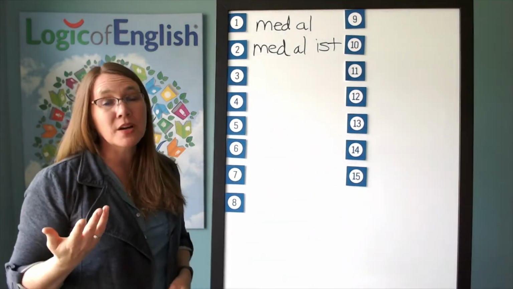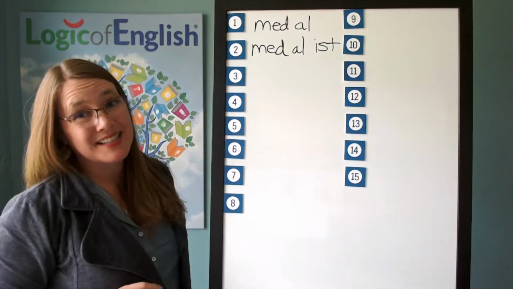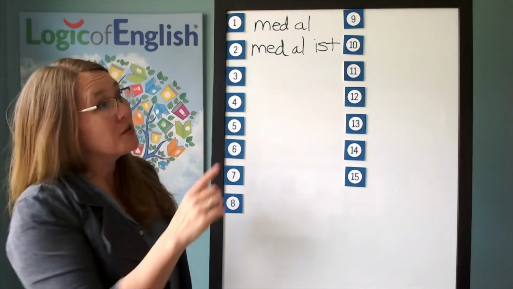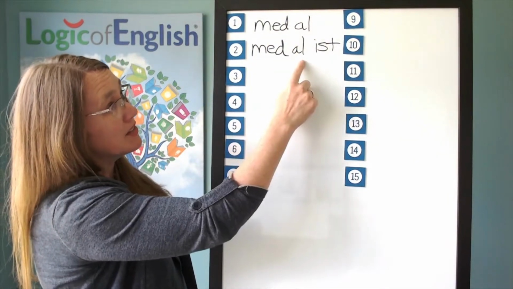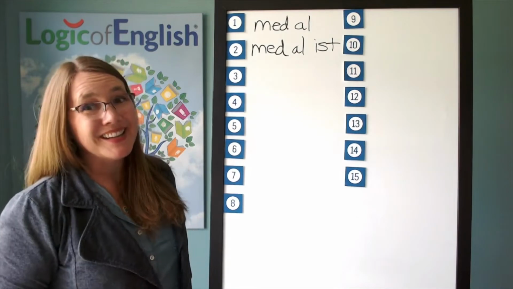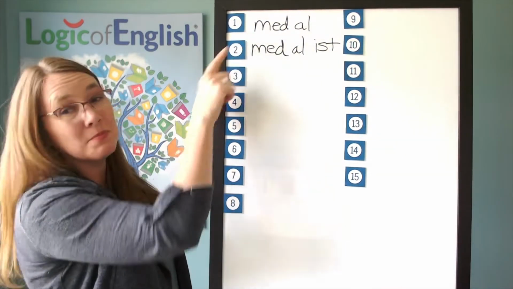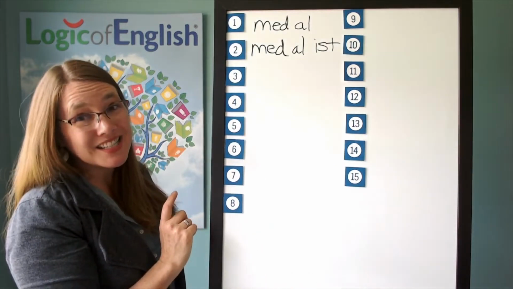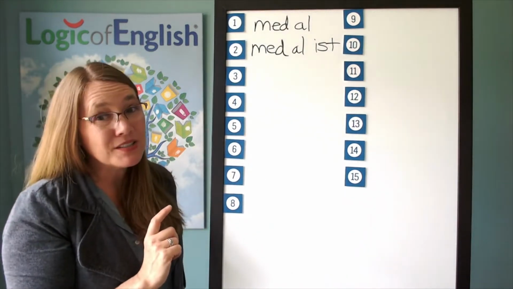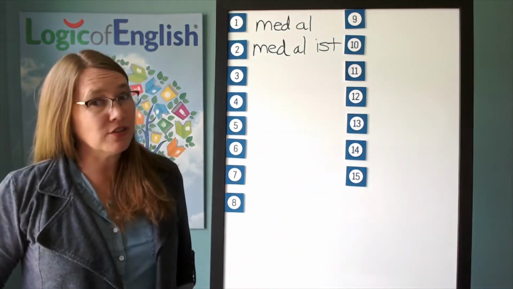There's nothing to mark, but what do you notice about the word medal and medalist? They both have the word medal in it. And what is someone who is a medalist? It is someone who in a competition performed well enough to receive a medal. So what is the suffix we added to medal to make medalist? Ist.